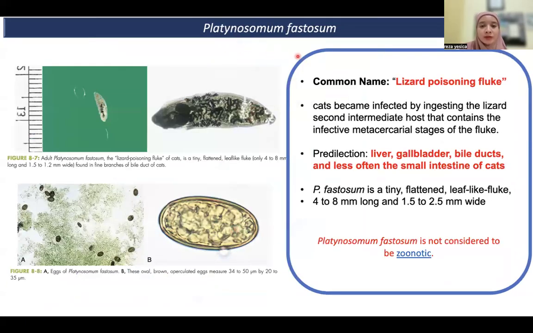The next one is Platynosomum fastosum. It's called the lizard poisoning fluke. The cat becomes infected by ingesting a lizard as a second or third intermediate host. The predilection site is the liver, gallbladder, or small intestines. However, it's not considered to be zoonotic. This is the morphology of the operculated egg, and this is the adult of Platynosomum fastosum.